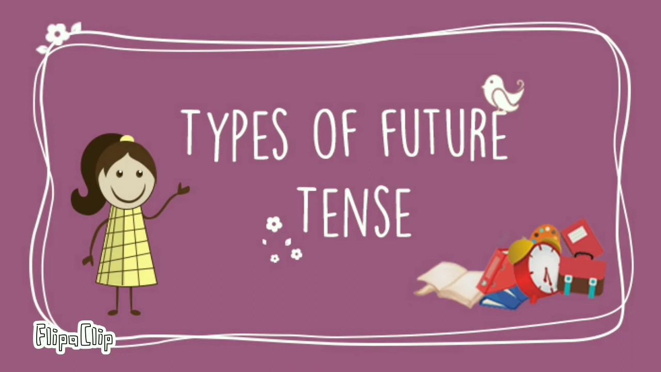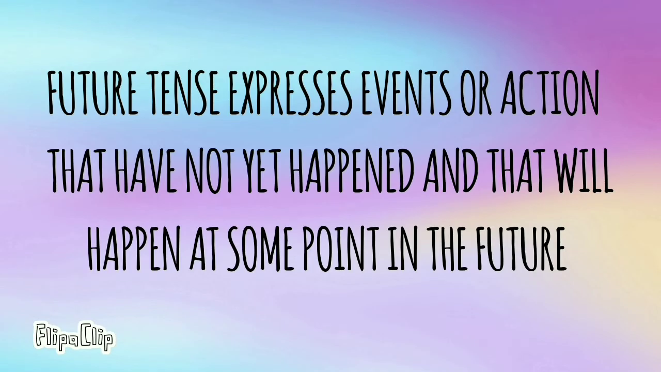And now I will explain about future tense. Future tense expresses events or actions that have not yet happened and that will happen at some point in the future. And now, I will explain about simple future tense.